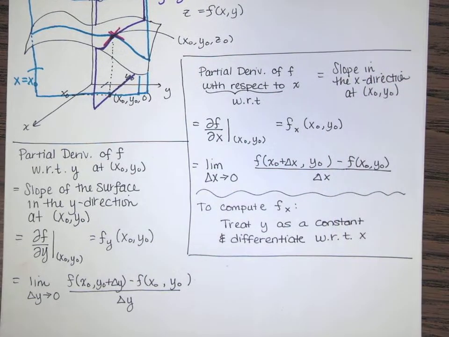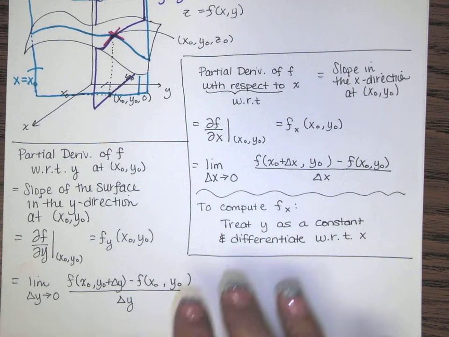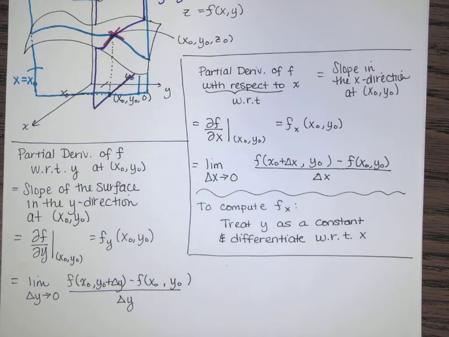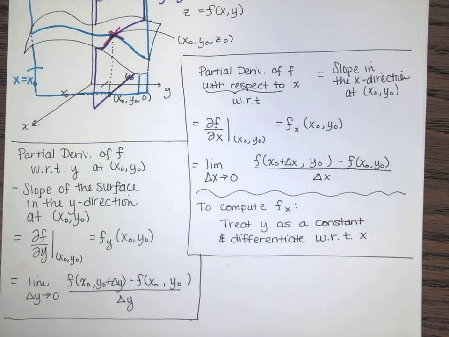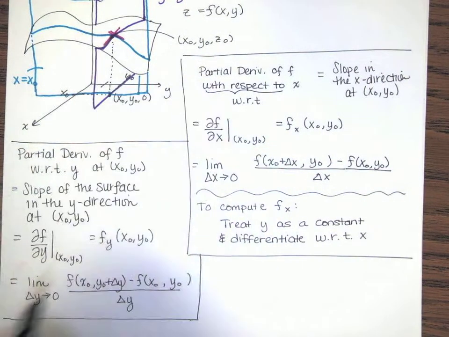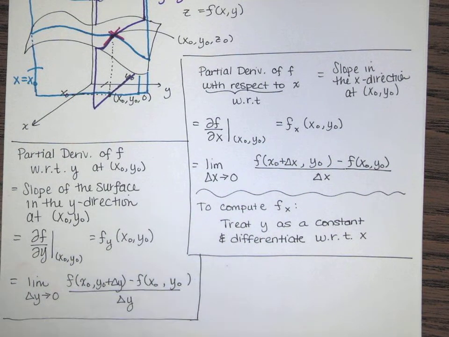Now if I don't plug in a particular x naught, y naught, these partial derivatives give me a formula for the slope in that direction. But once I plug in my x naught, y naught, I actually get a number that tells me how much z is increasing or decreasing as x or y changes by 1 unit at an instant at that point.